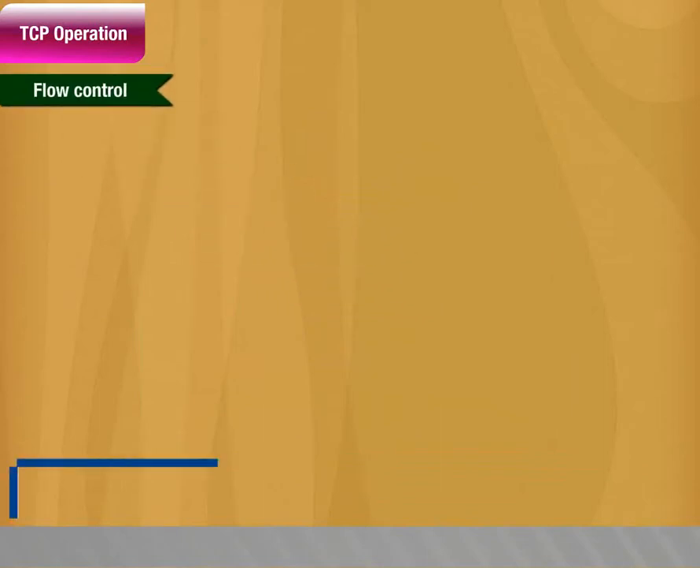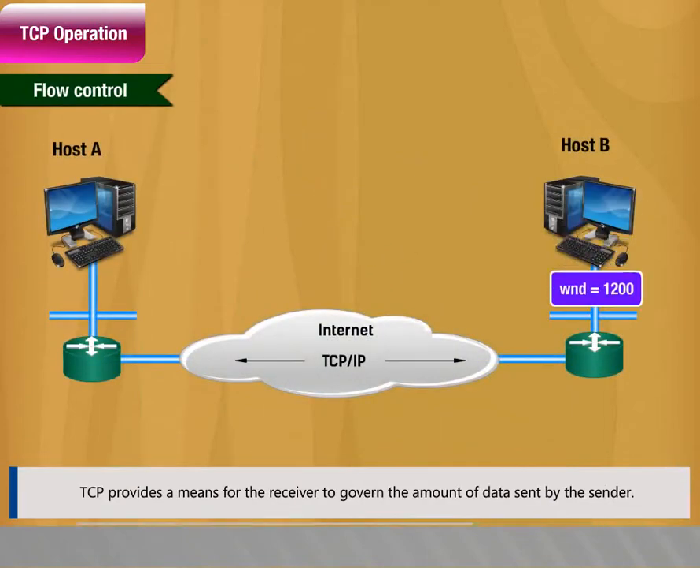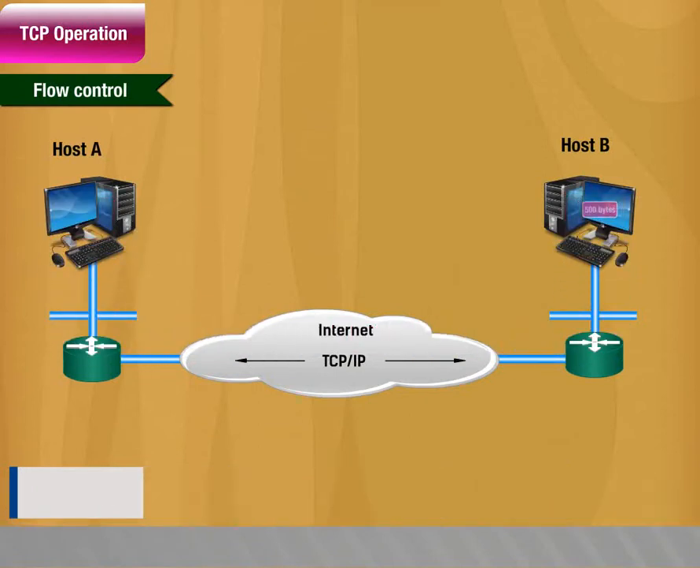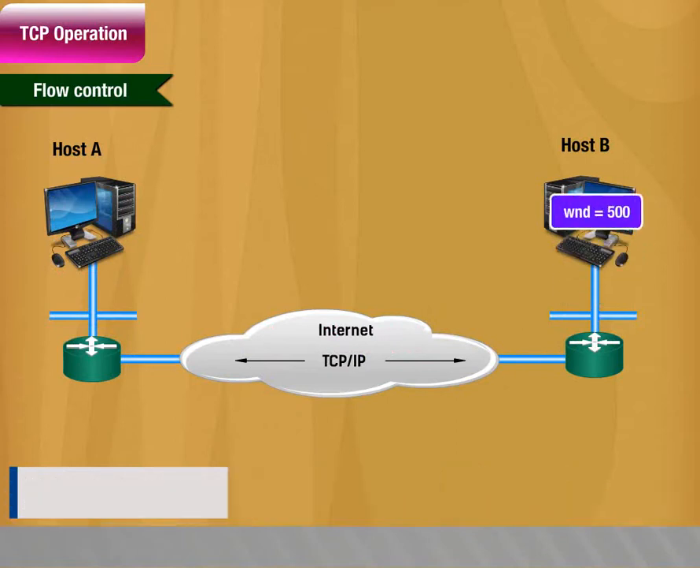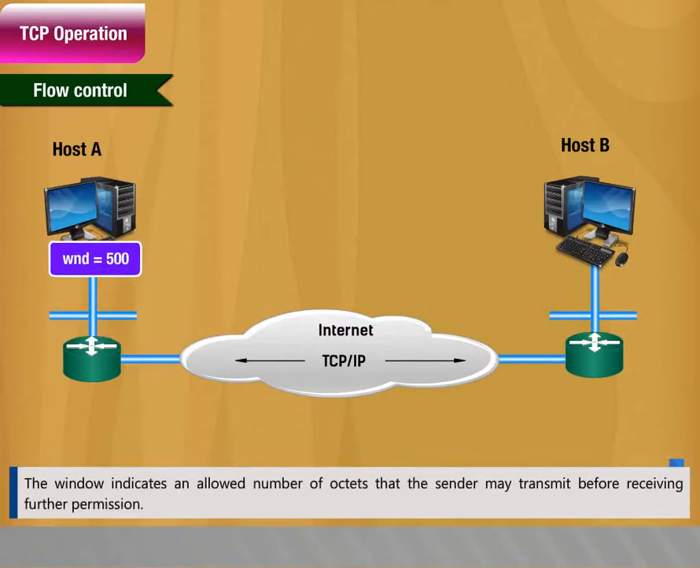Flow control. TCP provides a means for the receiver to govern the amount of data sent by the sender. This is achieved by returning a window with every ACK indicating a range of acceptable sequence numbers beyond the last segment successfully received. The window indicates an allowed number of octets that the sender may transmit before receiving further permission.